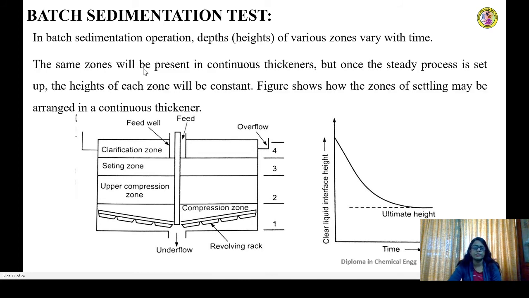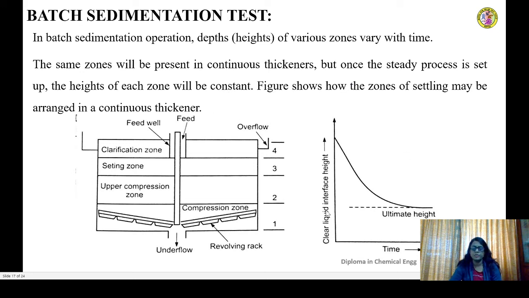The same kinds of zones will be set up in continuous thickeners also, but once the steady process is set up, the heights of each zone will be constant. The variation in the heights of the zones in a continuous thickener occurs up to a certain time when the steady state is reached. From then onwards, the height of each zone will remain constant and we can carry out the operation continuously, taking out the bottom and the overflow top product continuously from the thickener.